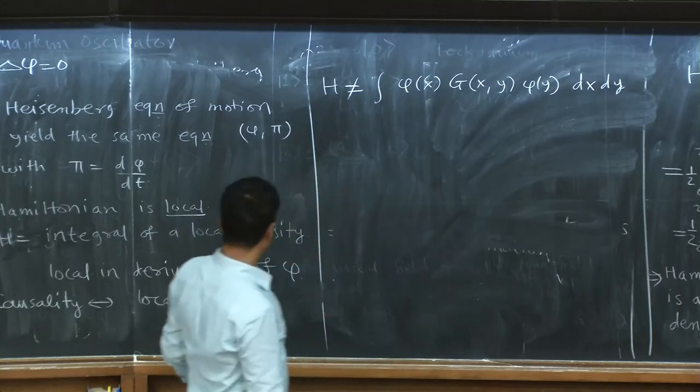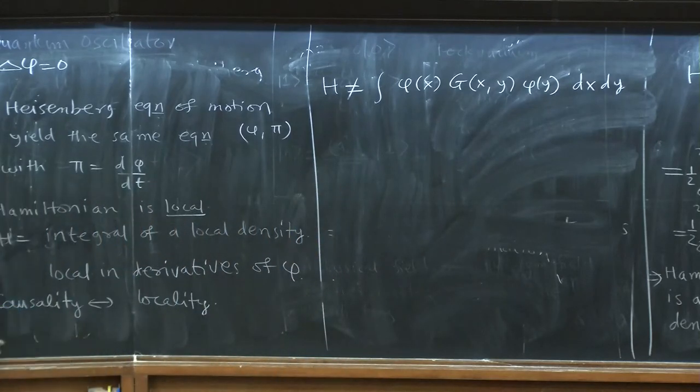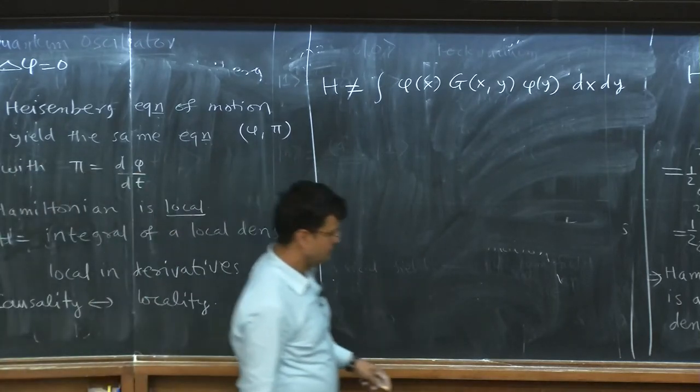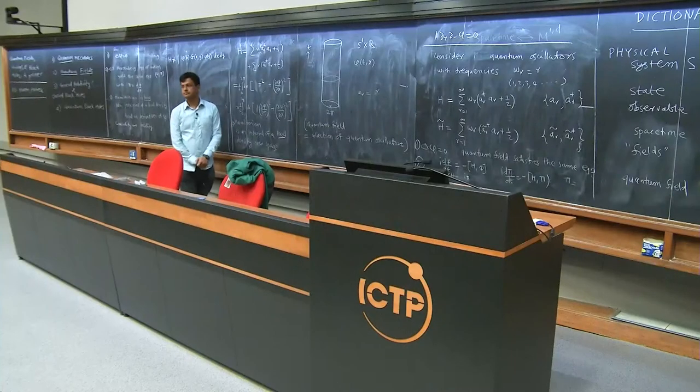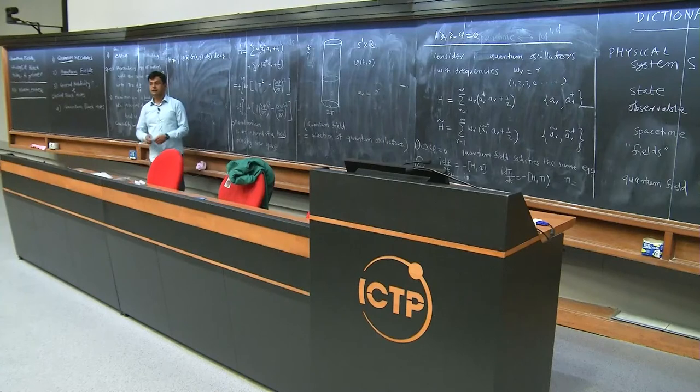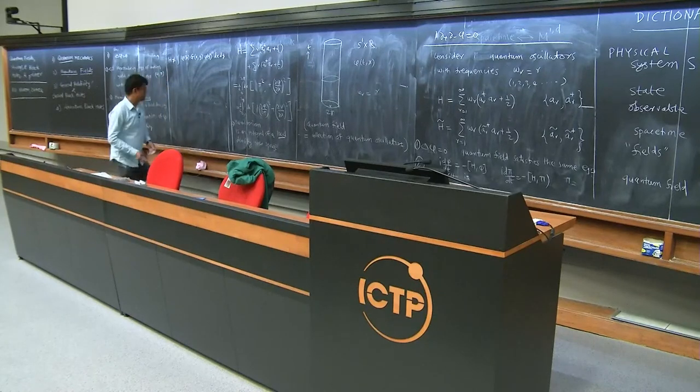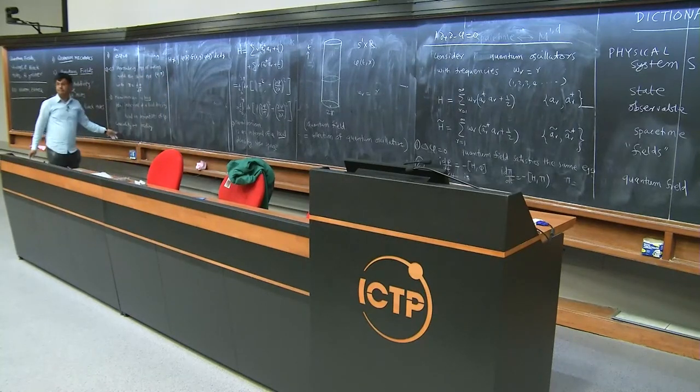And this is really fundamental to quantum field theory. The signal doesn't propagate instantly. Causality means that, first of all, the cause precedes the effect, and signals do not propagate faster than the speed of light.